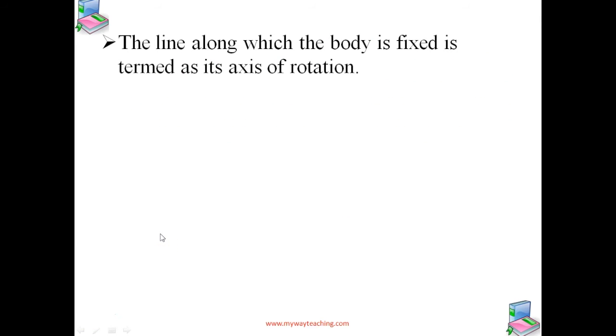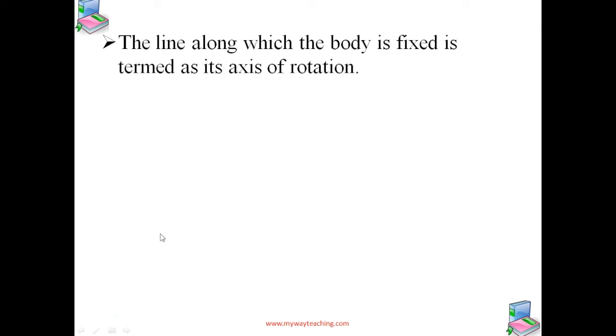Let us take a rigid body so constrained that it cannot have translational motion. The most common way to constrain a rigid body so that it does not have any translational motion is to fix it along a straight line. The only possible motion of such a rigid body is rotation. If you fix it on a straight line, the only possible motion is rotation.